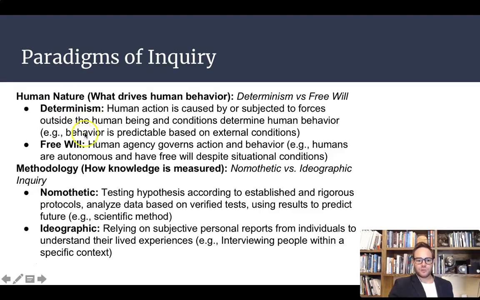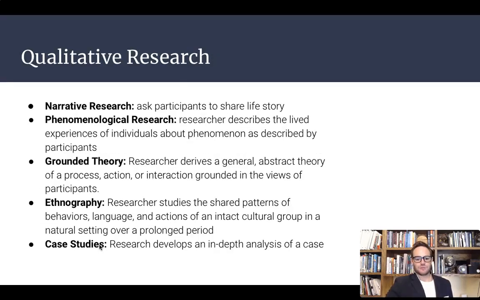When it comes to human nature, we are looking at this free will condition from a qualitative approach. Human agency governs actions and behaviors because people do have a certain level of consciousness when they make decisions. We want to find out what drives people to make that decision, or what drives their behavior. From a methodological approach, we are going to be using the idiographic assumption. And this is, again, relying on subjective personal reports from individuals to understand their lived experience.